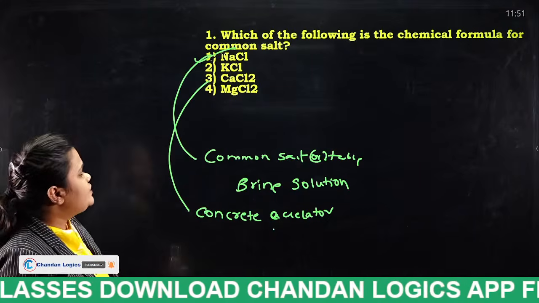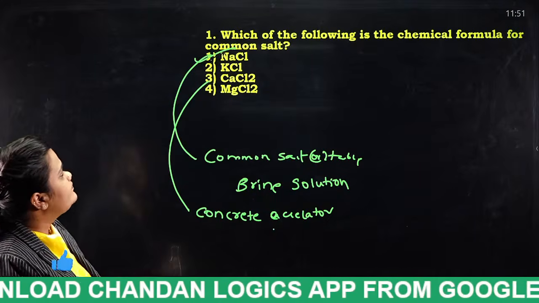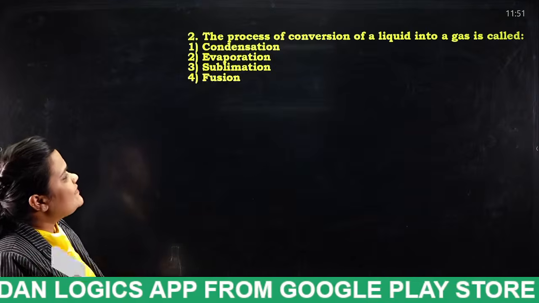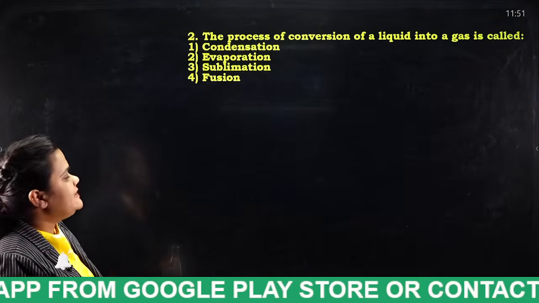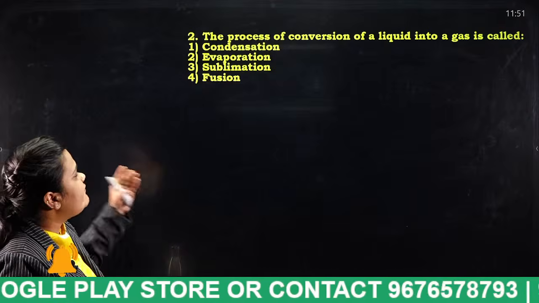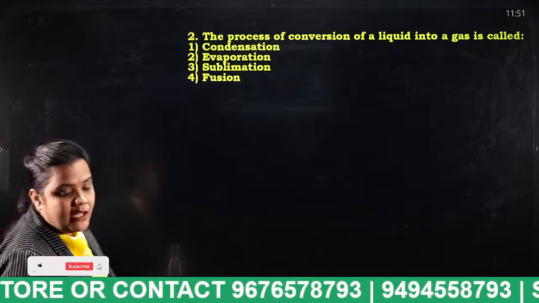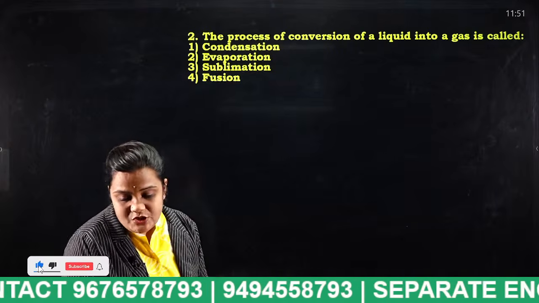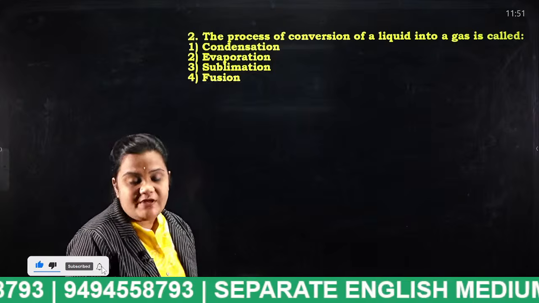Next question I am going to display, students. The process of conversion of a liquid into gas is called: condensation, evaporation, sublimation, fusion. Very easy question, students.